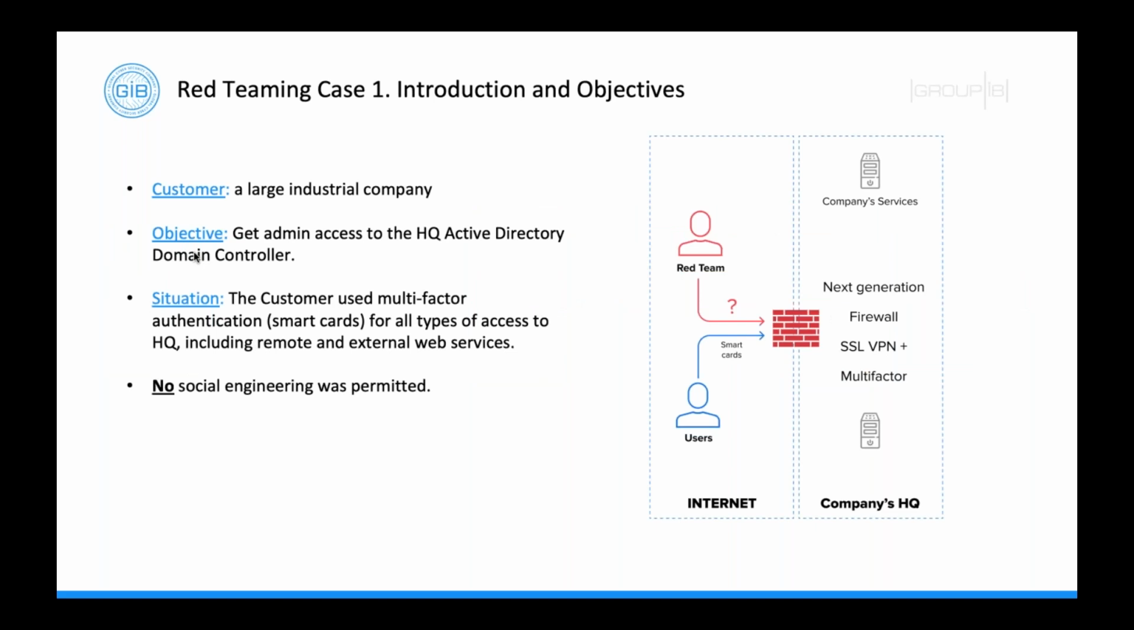And now we'll look at some actual real red teaming cases from Group IB's offensive security team, Pavel's team specifically. In the first case that we'll look at today, it was a large industrial company, and we were given the objective by the client to gain administrative access to the headquarters Active Directory domain controller. The situation was that the customer used multi-factor authentication, specifically smart cards, for all types of access to the HQ, and this included remote and external web services as well. In this specific red team, no social engineering was permitted.